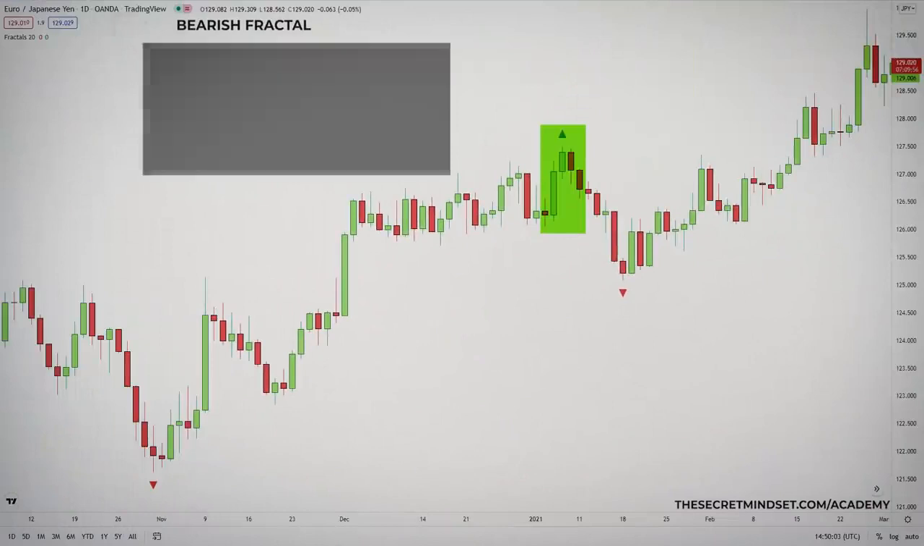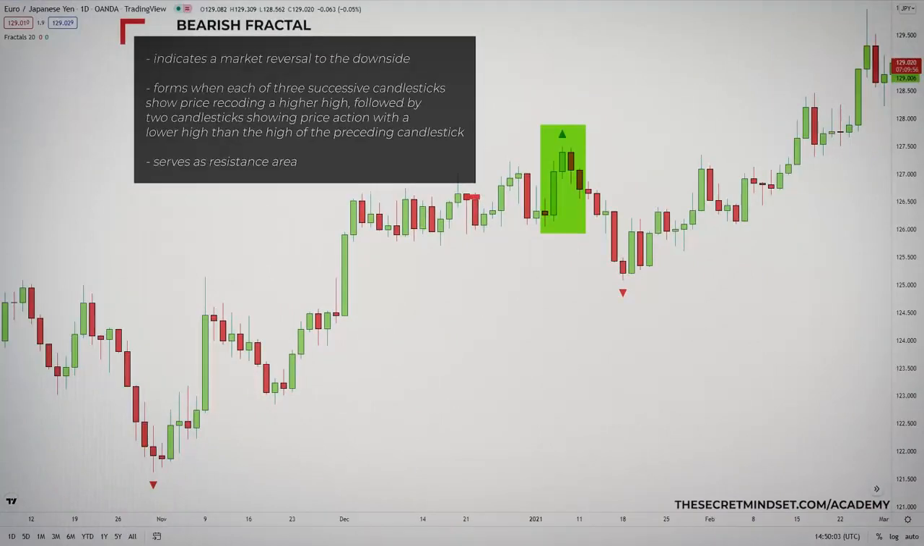A bearish fractal pattern, which indicates a market reversal to the downside, forms when each of 3 successive candlesticks show price recording a higher high, followed by 2 candlesticks showing price action with a lower high than the high of the preceding candlestick. Bearish fractal pattern serves as a resistance.